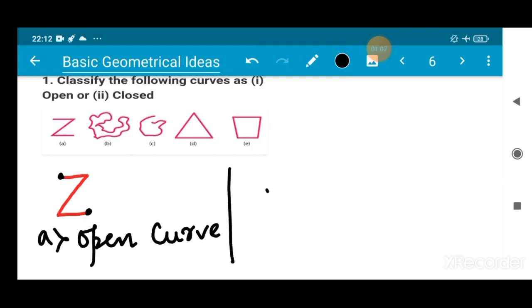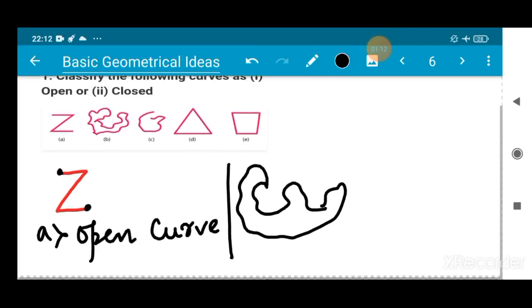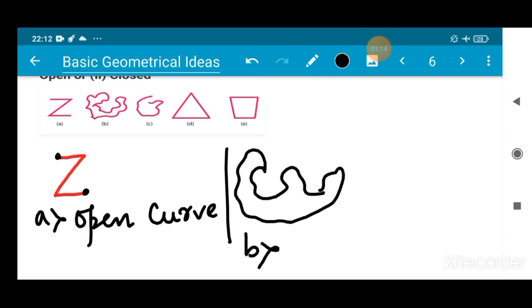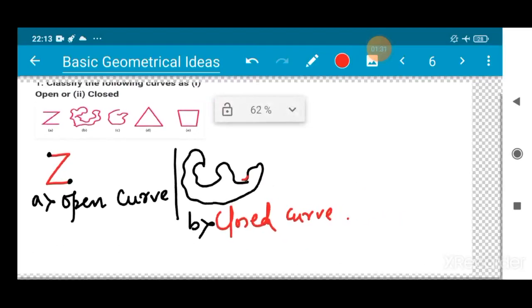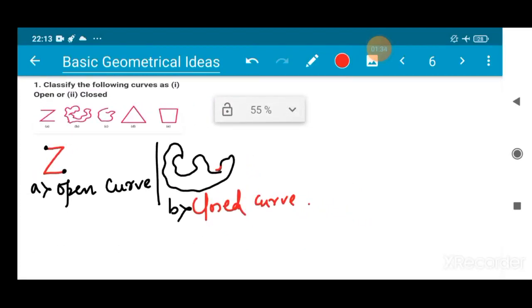Next, the figure here is somewhat like this. So this figure is closed curve, right? Why? Because in this figure you will not find any endpoints, right? The endpoints are joined, so hence this is closed curve. So I hope you people understood now with the example. So that is why I have told you why it is important to understand first of all a curve, then types of curve, then proceeding to the exercise.